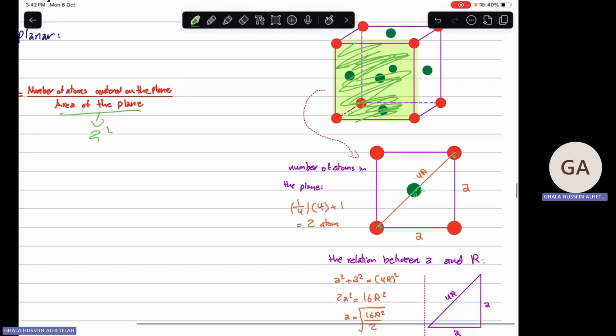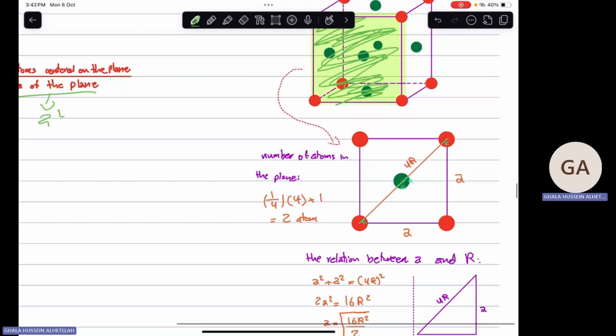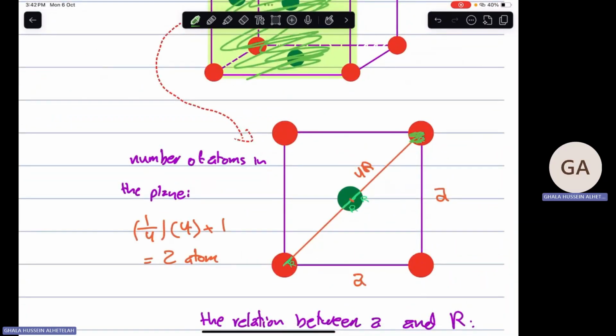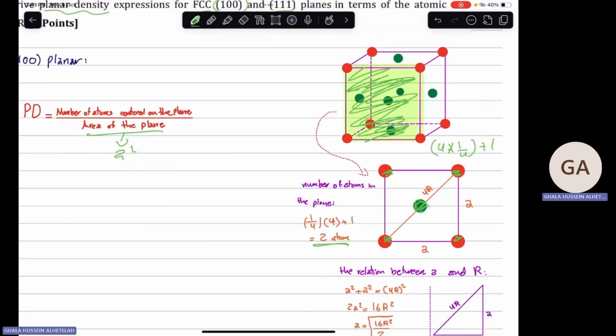For the number of atoms, we have a quarter, quarter, quarter, quarter, so 4 multiplying by 1 over 4, and we have 1 in the center, which is plus 1. So basically at the end we are going to have 2 atoms.